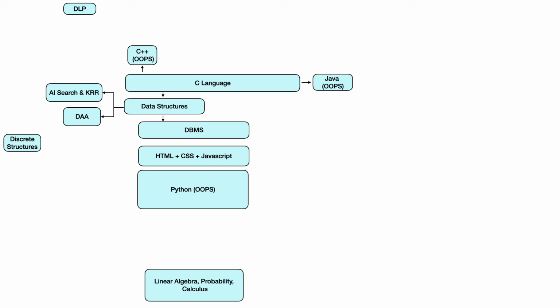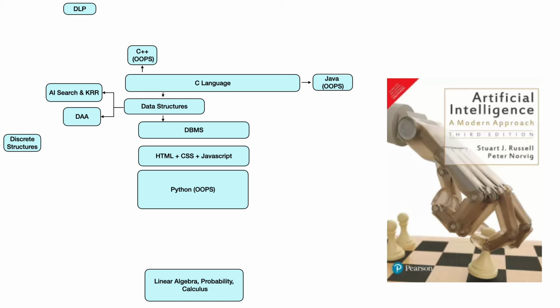And we have the AI subject, where we study AI search techniques, and the book is by Stuart Russell and Peter Norvig. This is a classic book to learn AI. It's a very big book containing most of the concepts of AI, but AI search algorithms can be very nicely studied from this book. KRR stands for Knowledge Representation and Reasoning. So let us see what we study in this course.